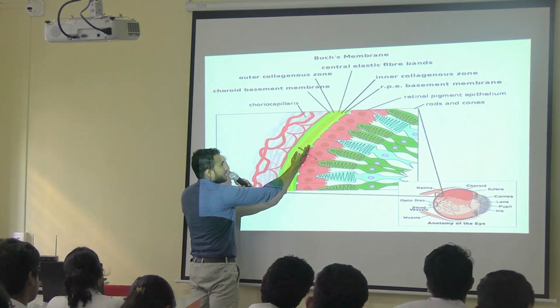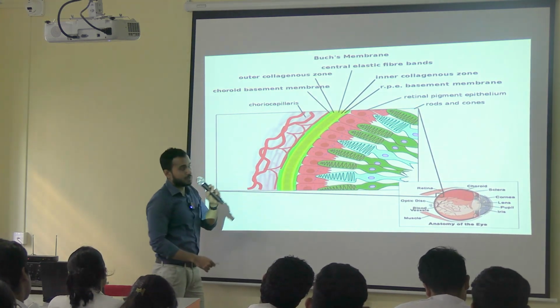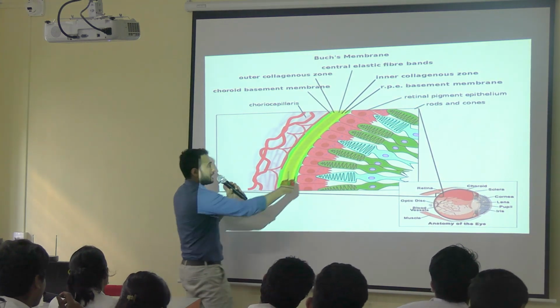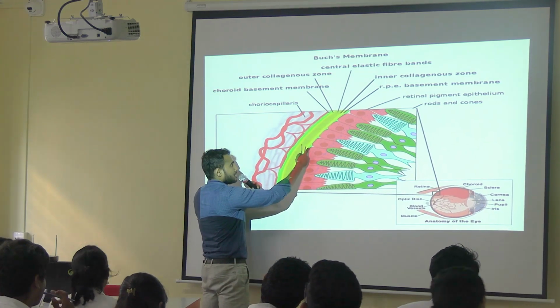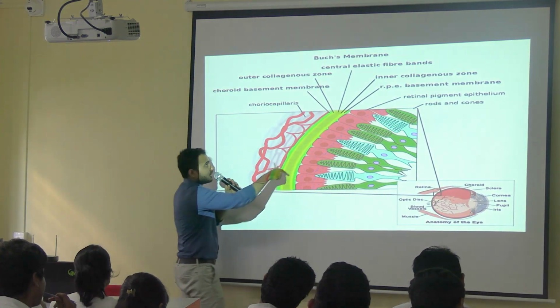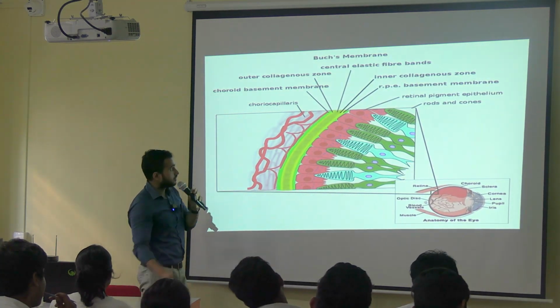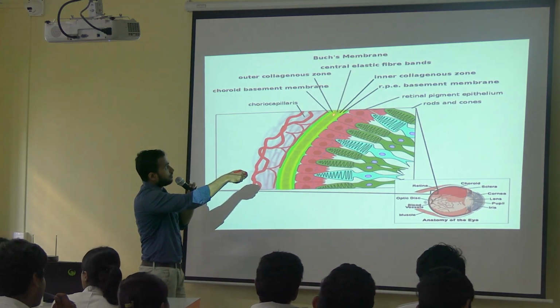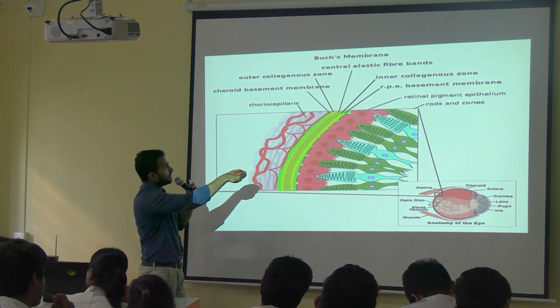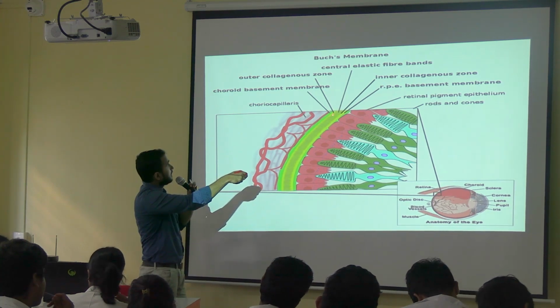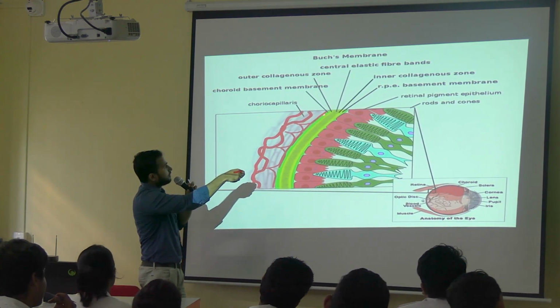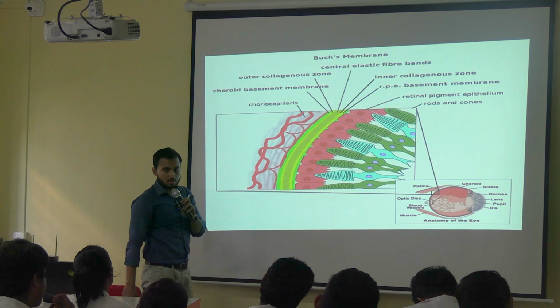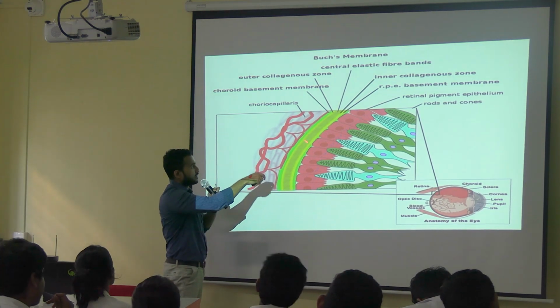Okay. So here you can see the retinal pigment epithelium layer and its basement membrane. This is the retinal pigment epithelium. This is the basement membrane. After that you can see the inner collagenous zone. Then this is the band of elastic fibers. Then this is the outer collagenous zone. And this is the basement membrane for the choroid capillaries. Okay. So this is the Bruch's membrane.